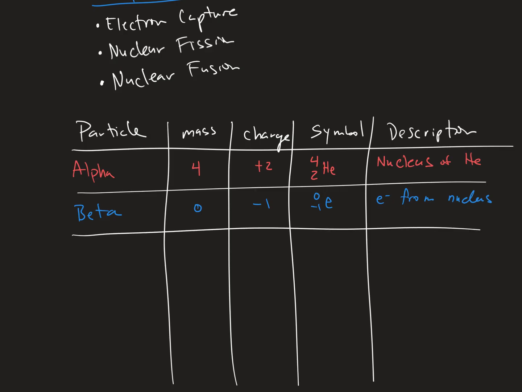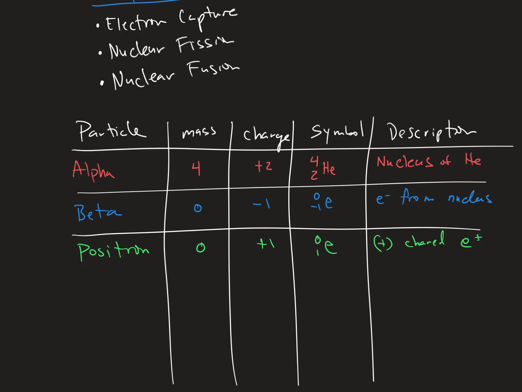And then a positron. Am I going too fast, too slow? Positron also has a mass of 0. Its charge is +1. What is it? It's a positively charged electron. Hence the name positron, right? So it's just a little guy.